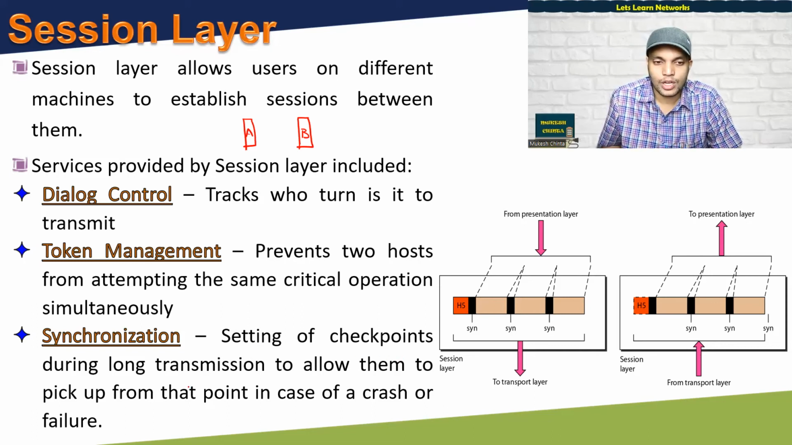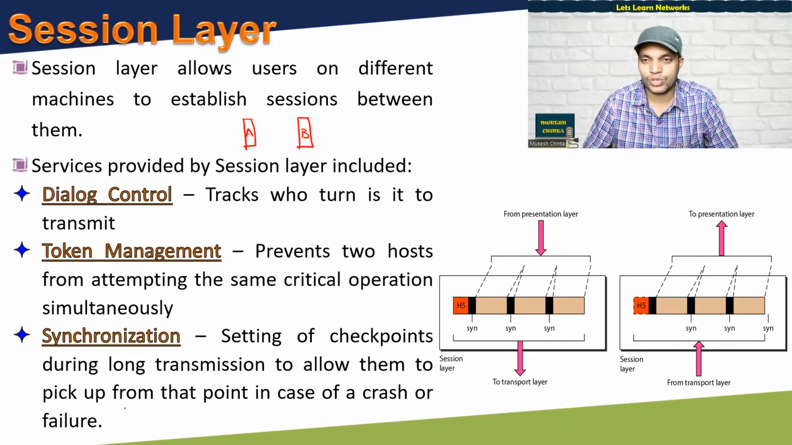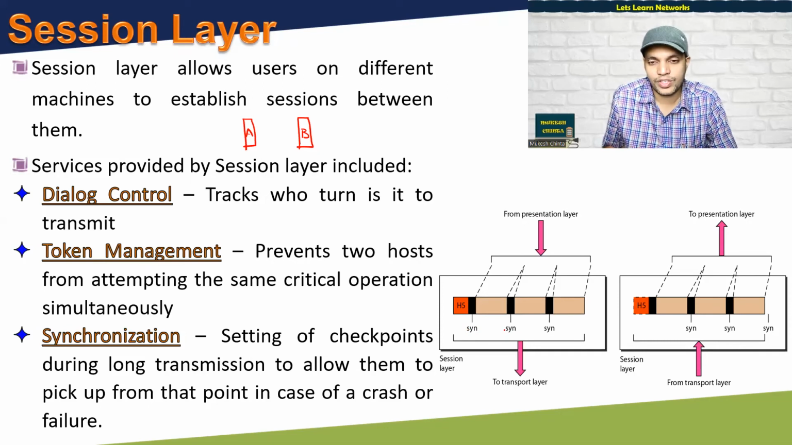So setting of checkpoints during long transmission allows them to pick up from that point in case of a crash or a failure, just like how you use checkpoints in a game. If your lives are lost, you need not start from scratch. You can go to the older checkpoint and start from that point onwards, right? Similarly, the session layer allows you to set up checkpoints or synchronization points, which the two machines can use to start from that point onwards in case of a power failure or a crash. Okay. And it handles session termination also: session establishment, session management, session termination. All those things are handled by your session layer.